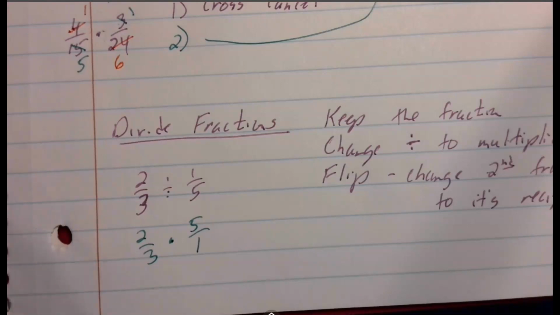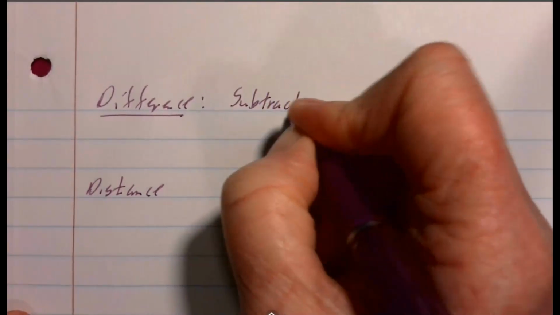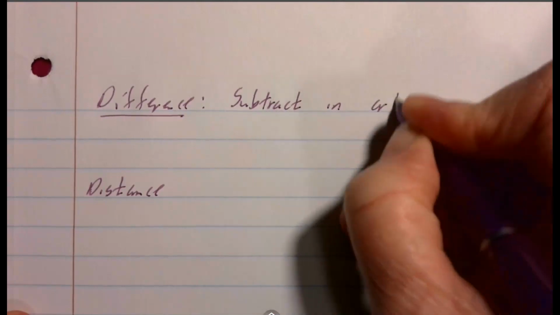Okay, I need to go to another piece of paper. Another thing we talked about was difference and distance. With difference, you want to subtract in the order that is given. You're going to subtract. On both of these, you're going to subtract. But subtract in the order given.